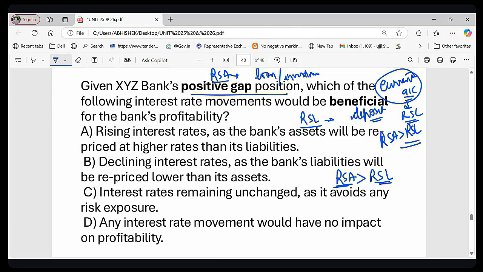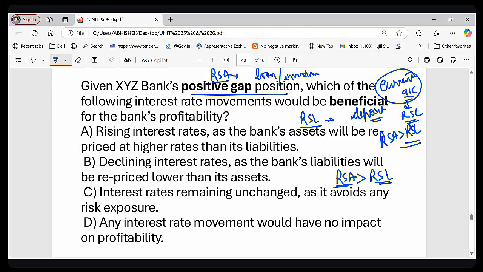Why? Because current account is not an RSL, rate sensitive liability. Because current account does not yield you any kind of interest. Whenever you have a current account, you don't get any interest on it. You get interest on saving account. You get interest on fixed deposit. So they are the kind of RSL. But current account is not a kind of RSL because it is not sensitive to the rate, right? On current account, bank doesn't pay any interest. Is it clear?